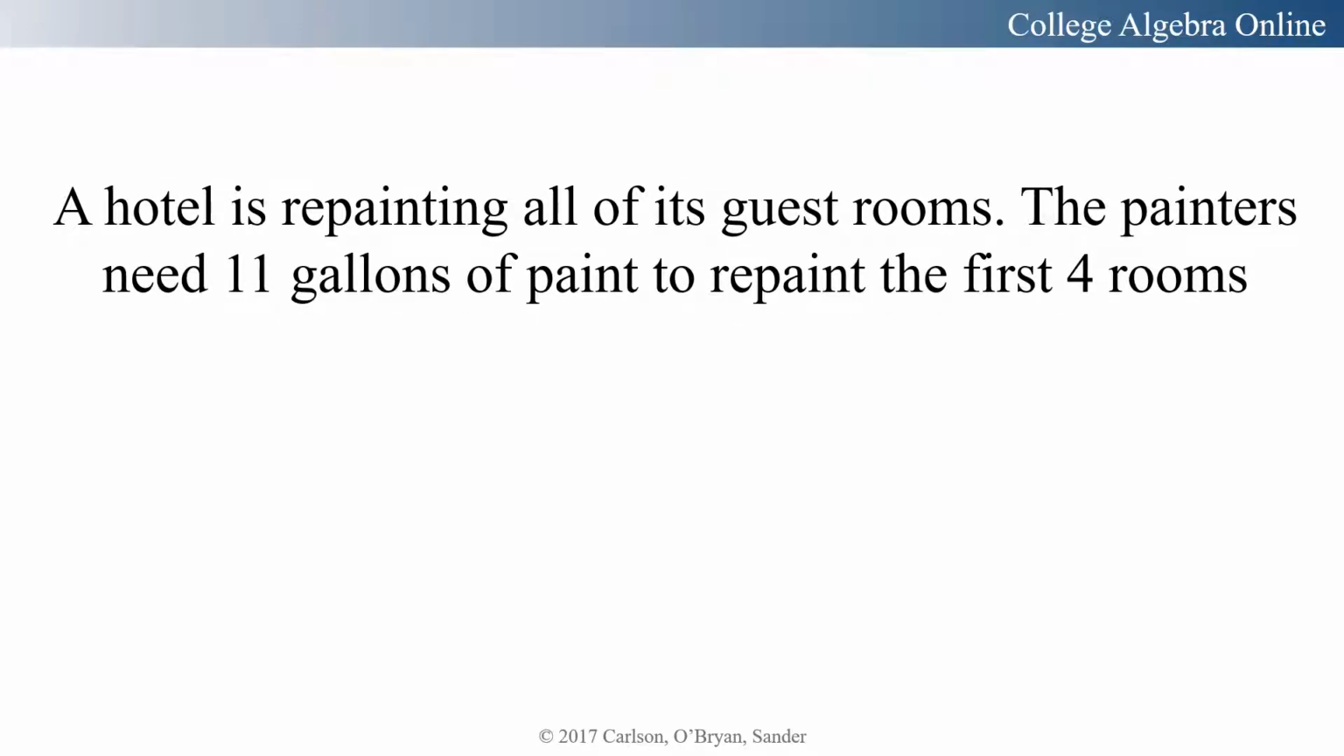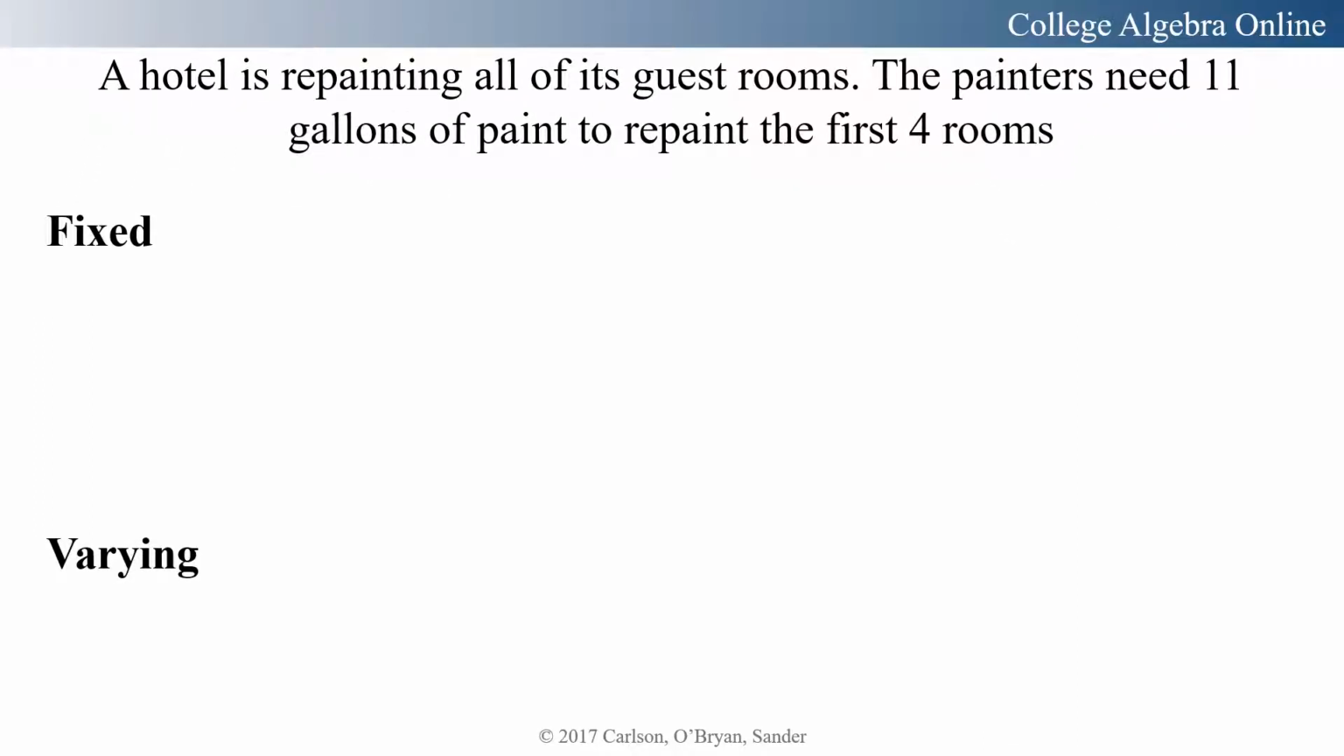Recall the context where a hotel is repainting all of its guest rooms. The painters needed 11 gallons of paint to repaint the first 4 rooms. If we assume that this relationship holds no matter how many rooms are painted, then there is a proportional relationship between the volume of paint used in gallons and the number of rooms painted.